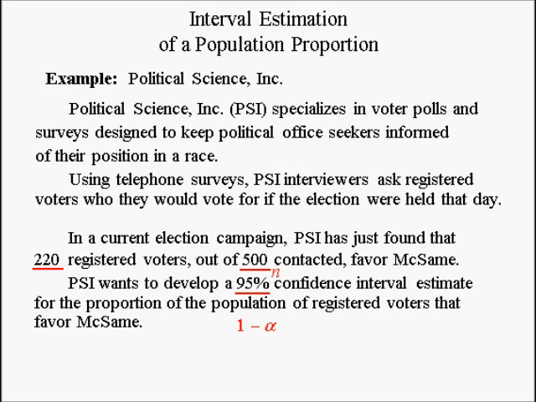Sample proportion P bar is found by dividing 220 by 500, which is 0.44. Also, since the confidence level is 0.95, alpha is 0.05, alpha divided by 2 is 0.025, and the z value is 1.96 because 0.025 is in row negative 1.9 and column 0.06 of the standard normal table.